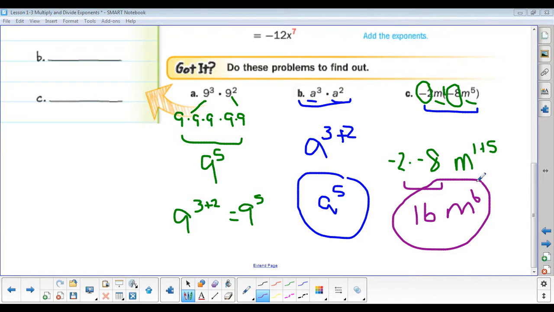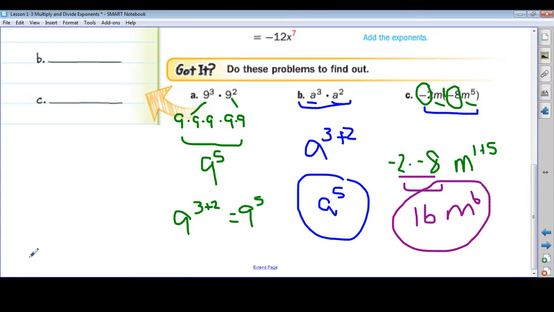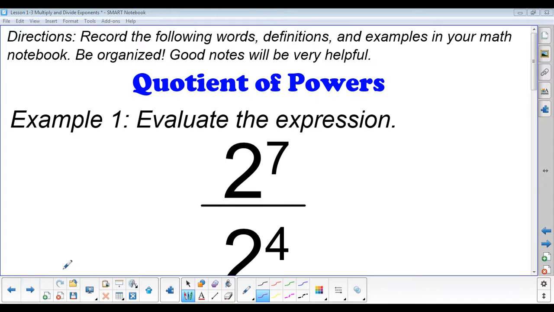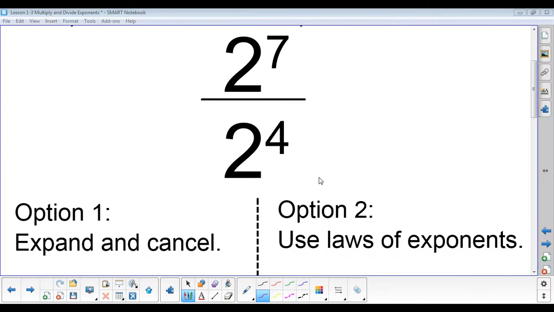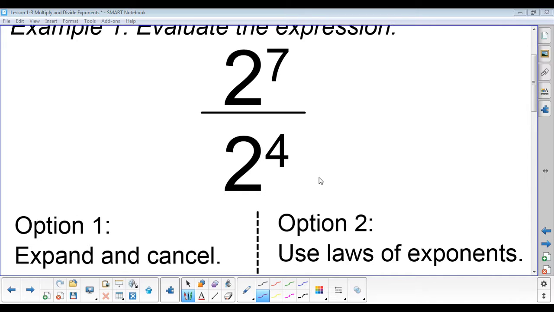The only time I want you to multiply the numbers is when they're like this. They're different and they don't have exponents. We'll come back to that in just a minute, what I mean by that. The quotient of powers is the other property that we went over. And this one, again, it's all about shortcuts. So there's two different ways that we can kind of approach this problem. We can expand it out and cancel things out, or we can use the law of exponents from our book.